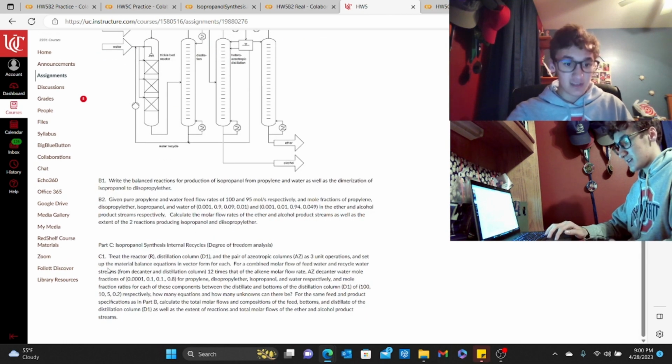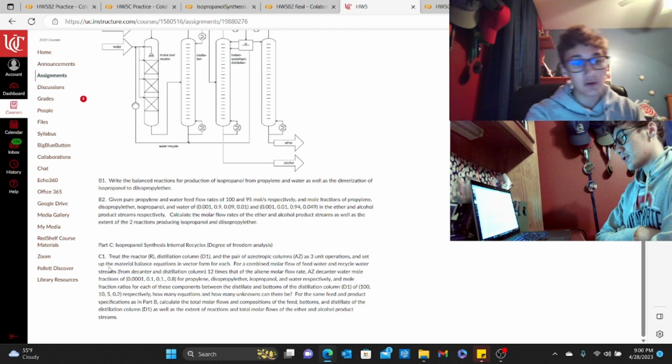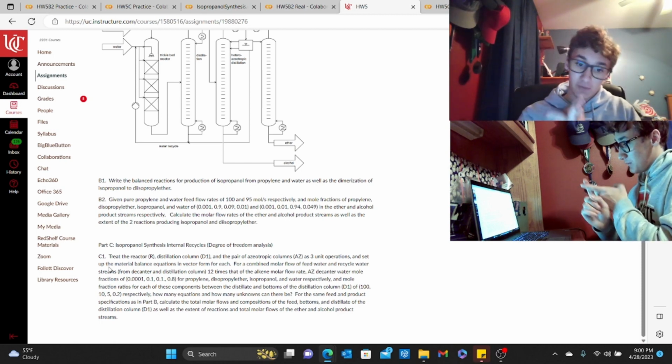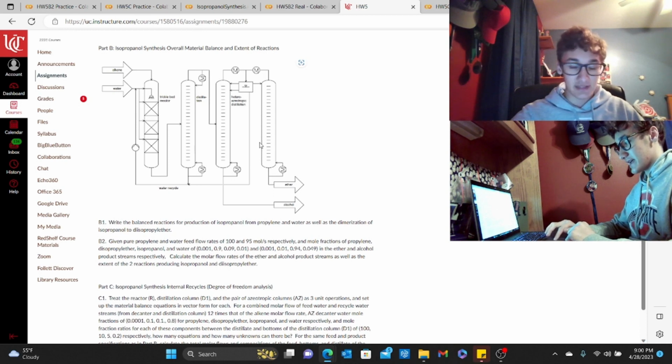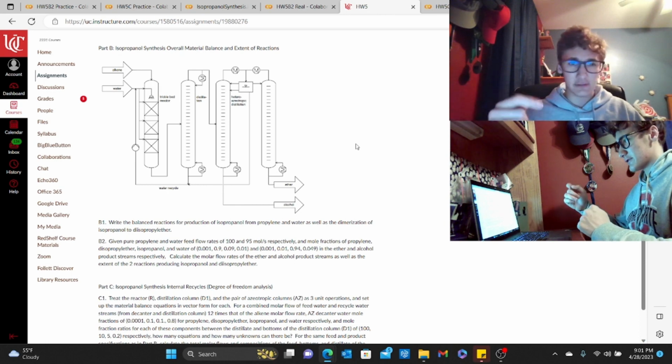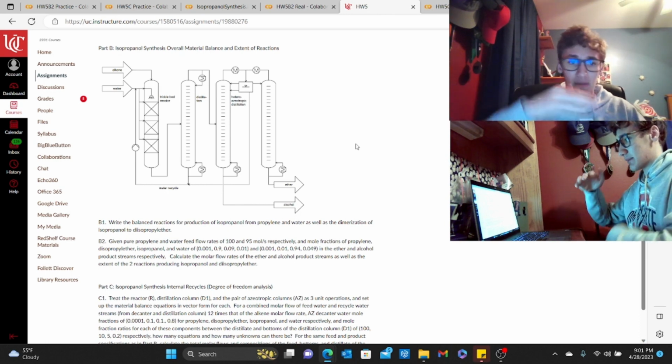So C1 asks us to treat the reactor R, distillation column D1, and the pair of azeotropic columns AZ. Just a heads up, this is the azeotropic column. All it means is that the alcohol leaves on one end, as does water, and then the ether will go out the other end. And that's because I believe the ether is immiscible with water, and so it'll separate itself out.